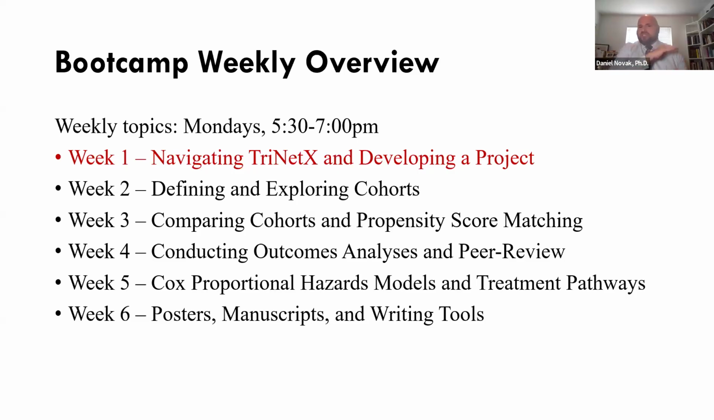So in week 2, we're going to talk about defining and exploring cohorts. That's kind of like hump number 2. Hump number 3 is comparing cohorts and propensity score matching. There's some really great statistical concepts in there that we're going to explore as we talk about what is a cohort comparison, how we do them effectively, and also what is propensity score matching and how does it work and what are its limitations and what are its real strengths as a statistical methodology.